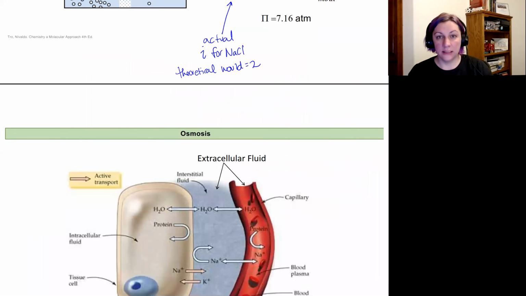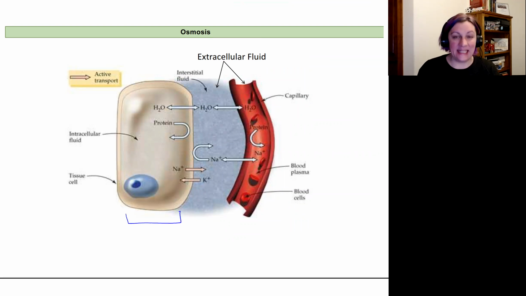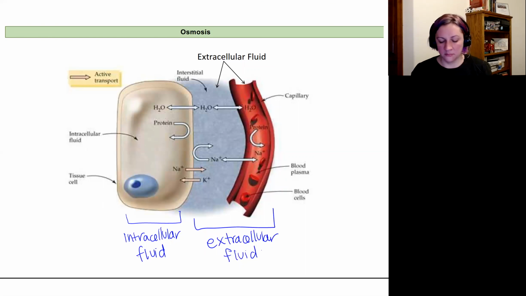Let's look at this in the body. We have a lot of semi-permeable membranes in our bodies. They make up cell walls, these bilipid layers. And so we can have intracellular fluid, which is fluid inside of a cell, and extracellular fluid, which will be outside of the cell. If the concentration is different on opposite sides of this cell wall, we'll see water travel across the cell wall, either into the cell or out of the cell.